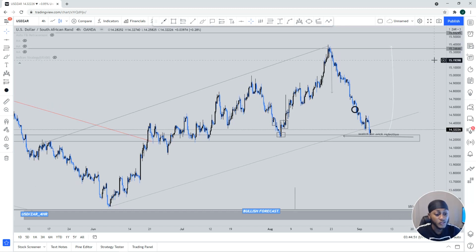And as well, we are going to look for some sort of correction on the dollar index. So possibly we're going to see that move as well on USDZAR, because USDZAR tends to move with the dollar. So if the dollar is bearish, you will see USDZAR bearish. If it's bullish, you will see USDZAR bullish.